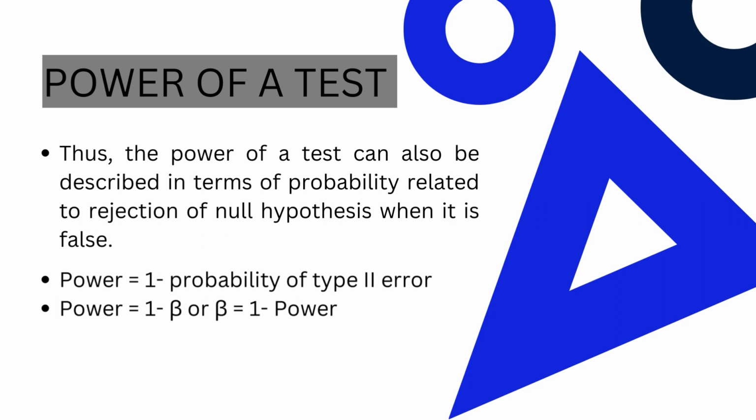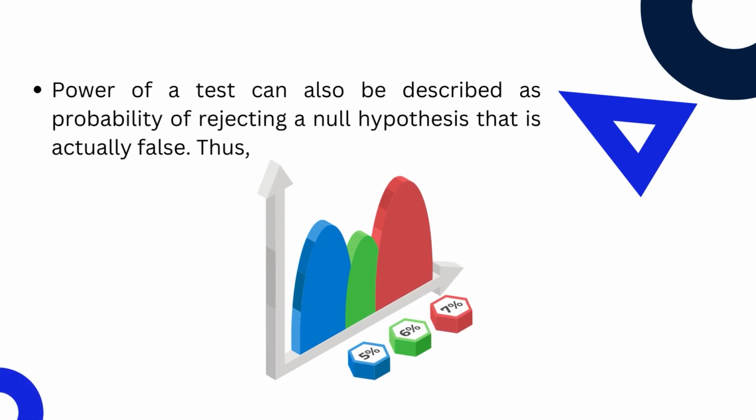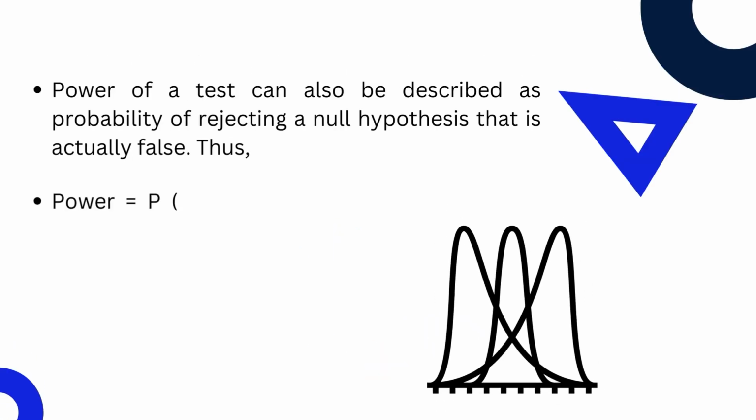And in more detail, what we can see about power of a test, it can also be described as the probability of rejecting a null hypothesis that is actually false. So, the power is equal to P, that is rejection of the null hypothesis, is equal to 1 minus beta, where P stands for probability. The values of probability range from 0.0 to 1.